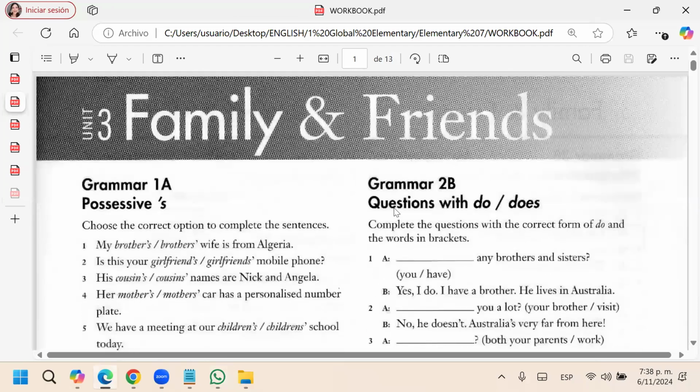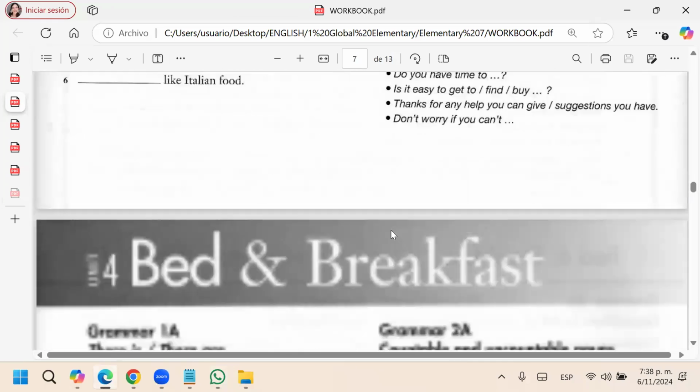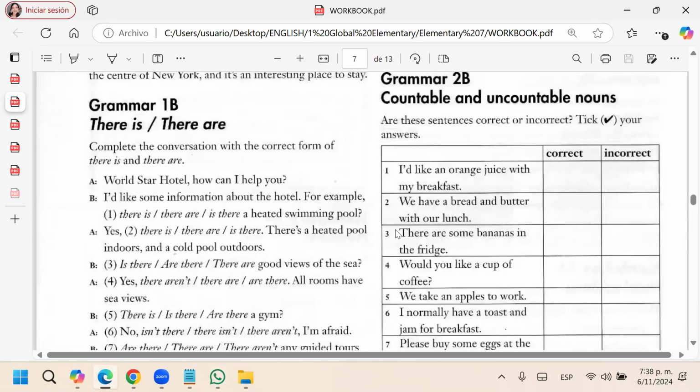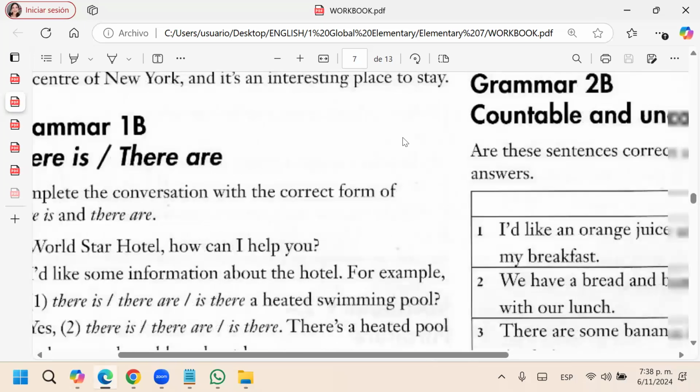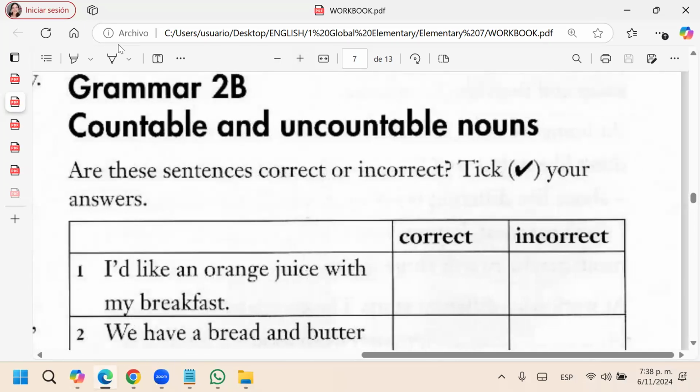Let's do one exercise. Let me show you here. Let's see. Look at this. Tell me. Look at this sentence. I would like an orange juice with my breakfast. What do you think? This is good or bad? Correct? Incorrect? Tell me. What do you think? Is good or bad? Correct or incorrect? I think it's correct. Correct.